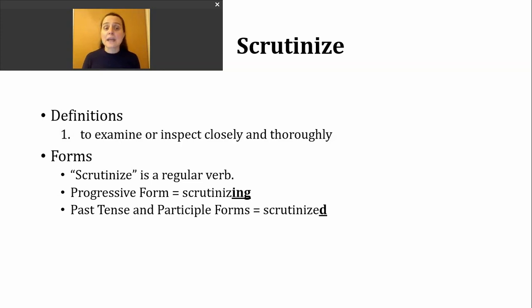Scrutinize is a regular verb. If I want to make the progressive tense, I'm going to drop the E and then add ing to make scrutinizing. The past tense and participle forms of this verb are made by just adding D because this verb already ends in an E. Scrutinize ends in a Z sound, so this past tense ending is going to make a D sound. Scrutinized, scrutinized.